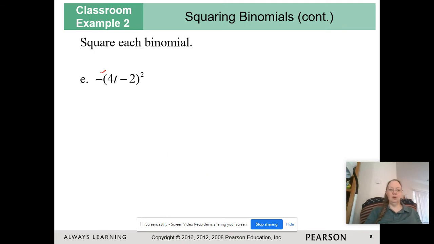Same thing here, only you are going to distribute using a negative 1 after you square this. So negative 1, and let's use the formula just for practice.